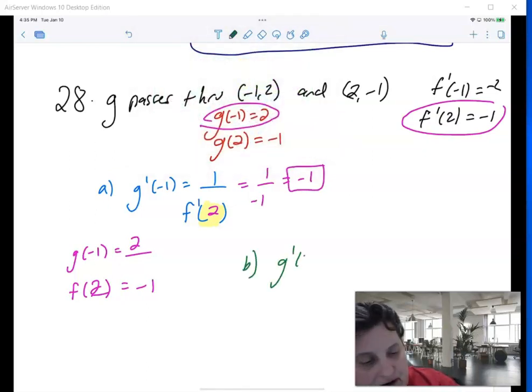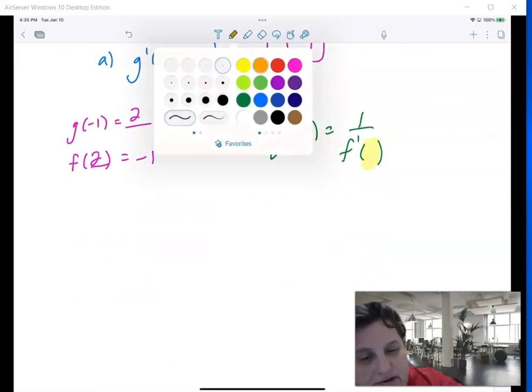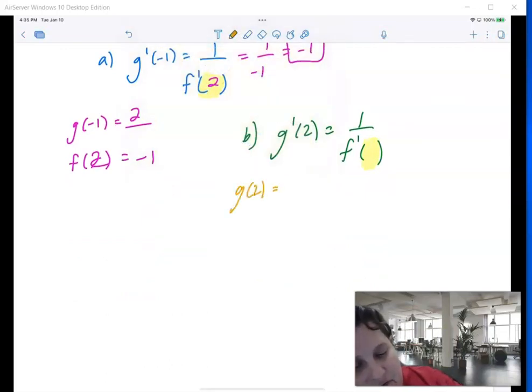What is G prime of 2? Well, it's 1 over f prime of something. Got to figure out what that is. On the side, I write G of 2 is blank, so f of blank is 2.